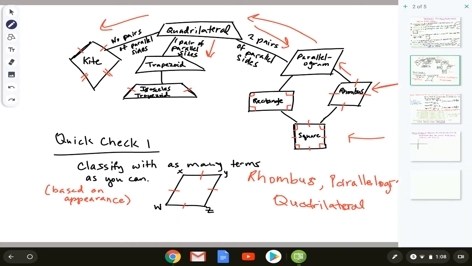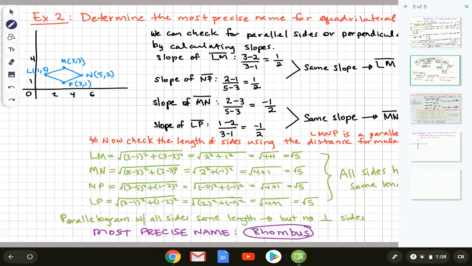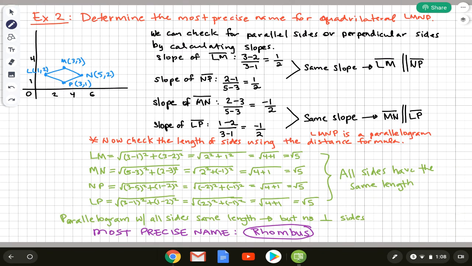Okay, so some of your problems are just going to be classifying based on what it looks like to you and as much information as they give you. Now, there are other problems that are going to give us coordinates for a quadrilateral, and it's going to ask us then to determine the most precise name. So that means we're going to go down as far down that chart as we can.